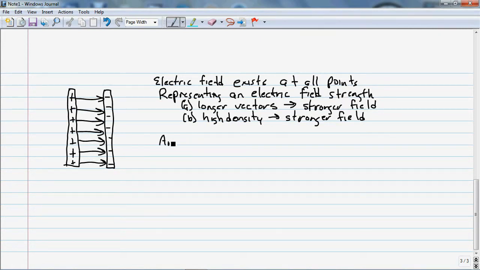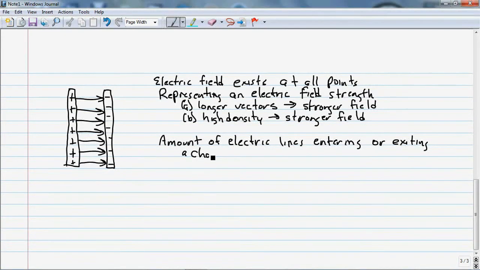And the amount of electric lines entering or exiting a charge is proportional to the charge magnitude or amount.